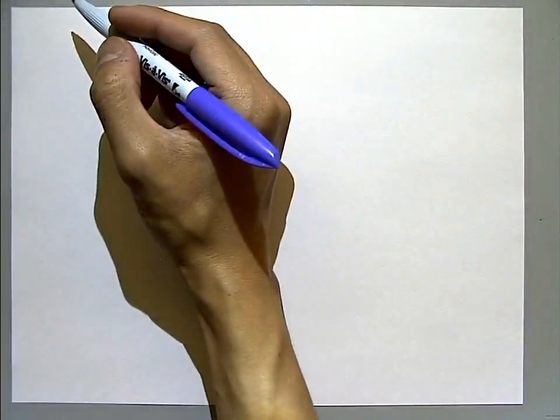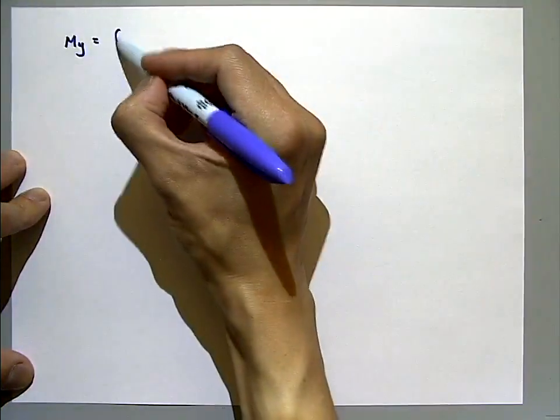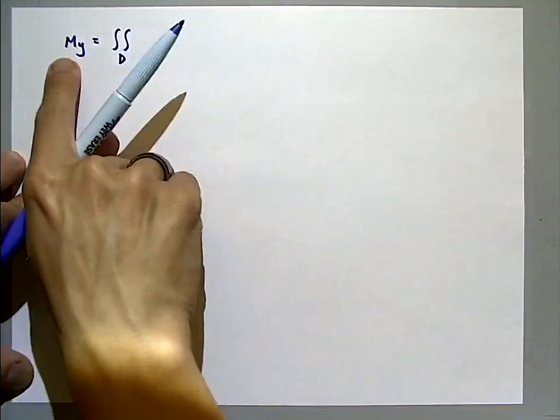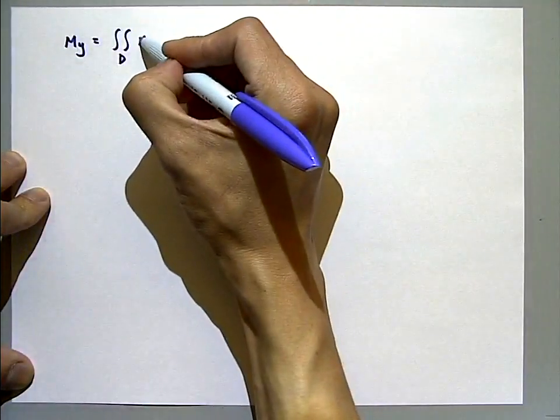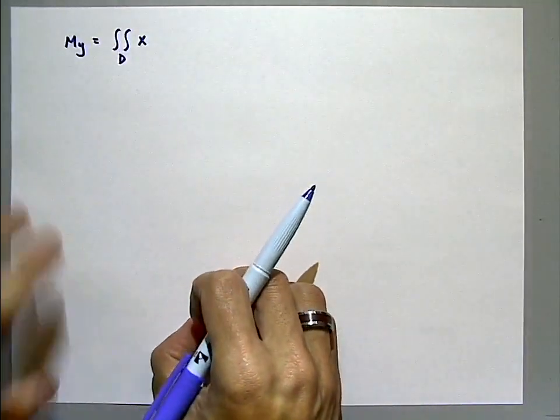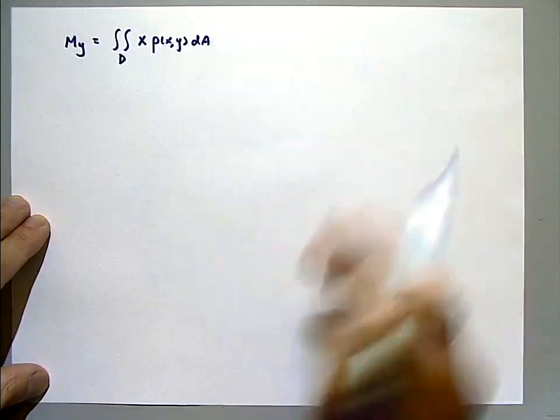Okay, now let's calculate the center of mass. Let's start with a moment about the y-axis. The moment about the y-axis is a double integral over the distance from the y-axis, which is x, times the mass of some tiny little element, dA, rho dA.